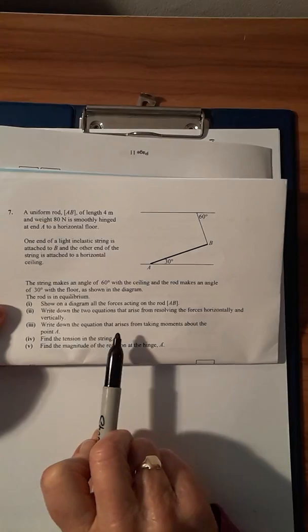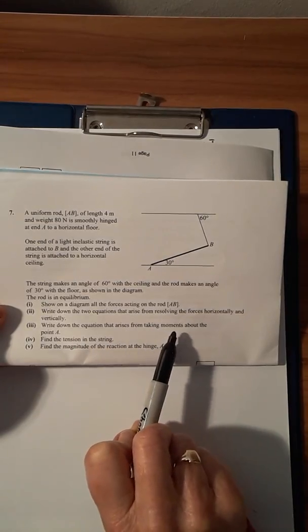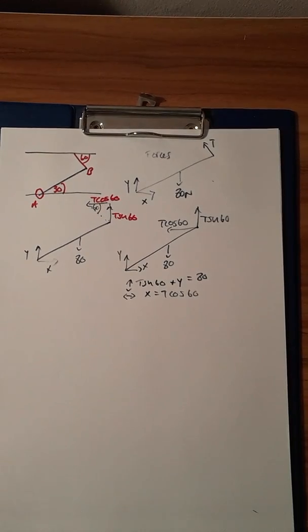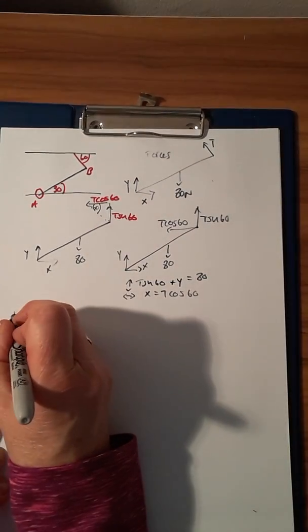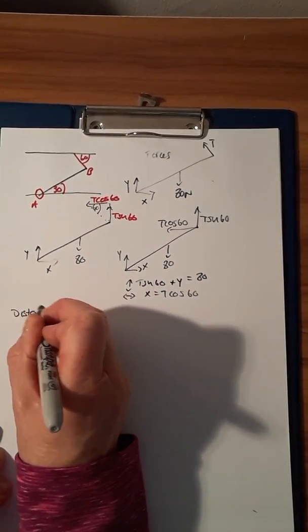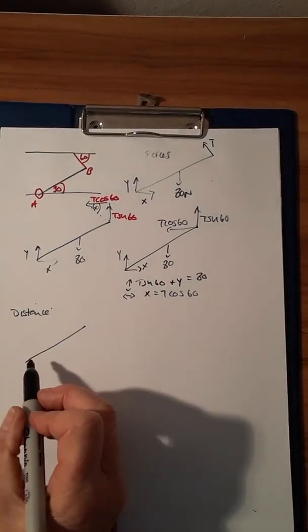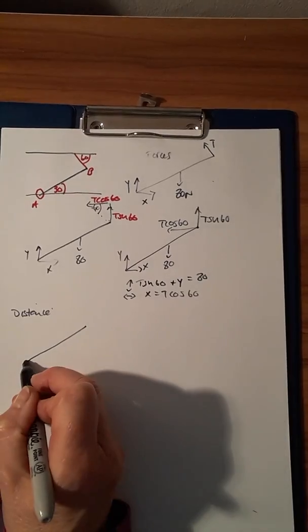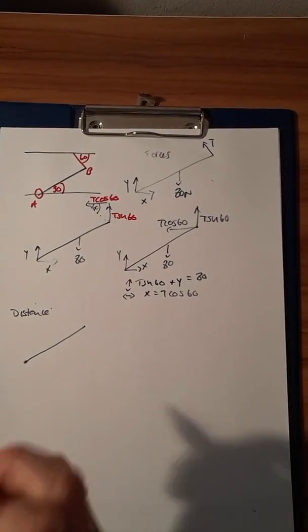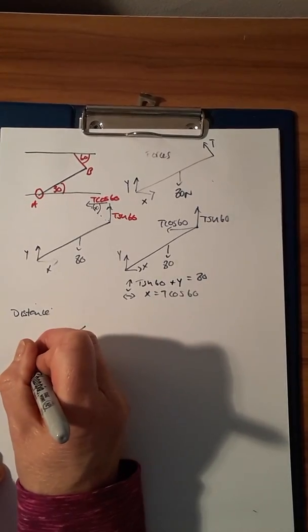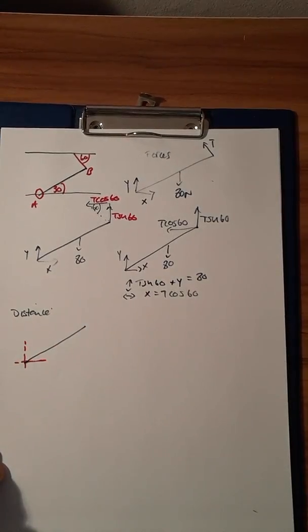Now I'm going to write down the equation that arises from taking moments about the point A. Okay, so in order to do that, I'm going to have to get a distance diagram. So I'll draw a distance diagram next. So here's my rod. This is my fulcrum here. I know that I've got an X force going right through the fulcrum. I have a Y force going right through the fulcrum.